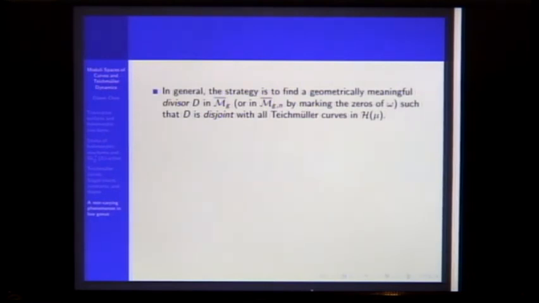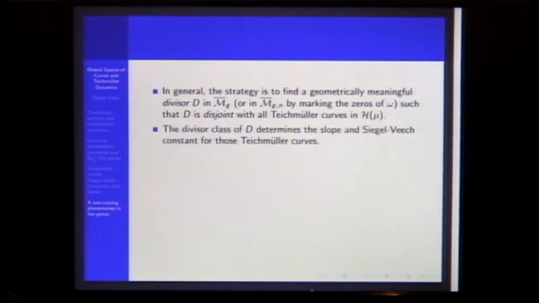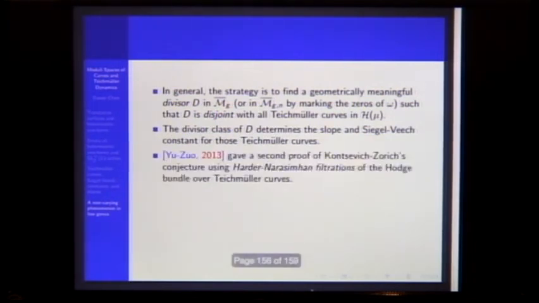And in general, the same strategy works. For some other stratum, you just need to find another divisor in the moduli space, M_g bar. Sometimes you have to go to the moduli space with marked points and show, by some geometric argument, that this divisor D is disjoint from Teichmüller curves in a given stratum. Then use the class of this divisor and read off the slope, and that will determine the Siegel-Veech constant. So that is a proof.